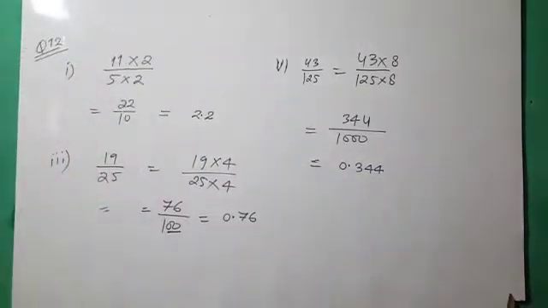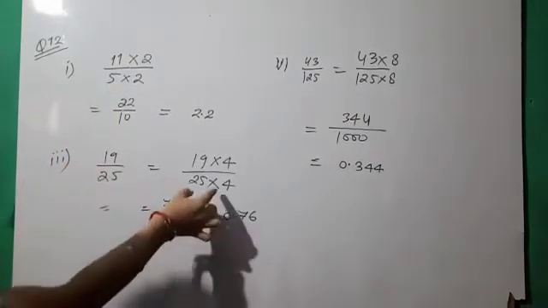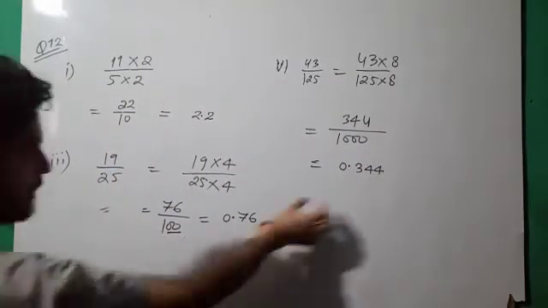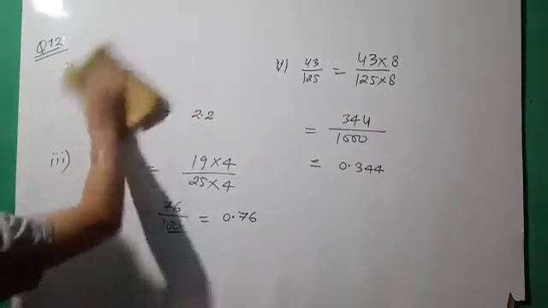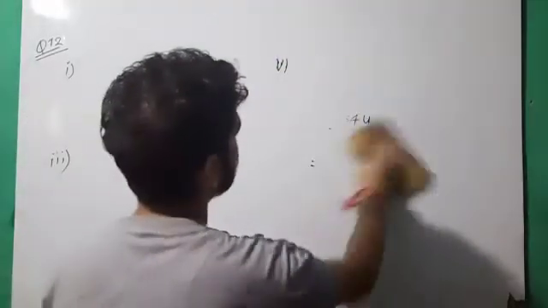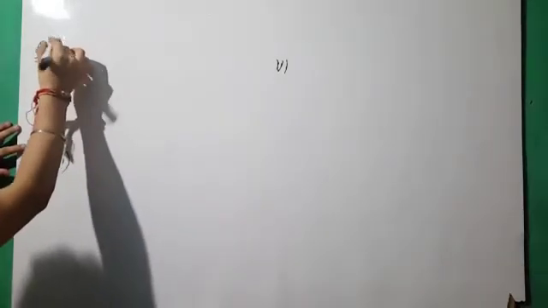Okay, now move to question number 13. Convert the following fractions into decimals. Okay, in the above question number 12, first of all we have to convert the denominator into the form of a multiple of 10, 100 or 1000, like 10 into 10 is 100, and 10 into 100 equals 1000. Now in question number 13, we have to change the fractional value directly into decimal without any change in the denominator.